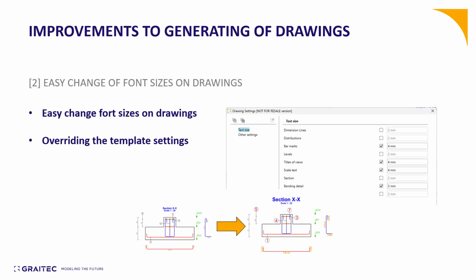The next point about drawings is the possibility of easily changing font sizes. The font settings are stored in Autodesk template files, DWG files, but now we can easily override font sizes using a special dialog. So it's now really easy and quick to change the settings.